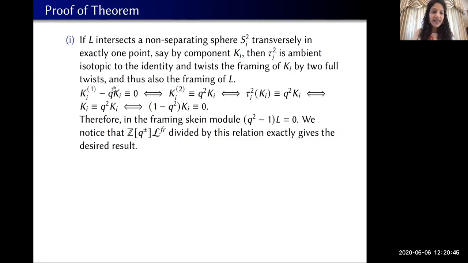So what we have is this framing expression in the framing skein module. And then because of this, if you change the framing of K_i twice, then we get this expression. But this is the same as applying tau_i squared to K_i. So we have this framing expression. But then tau_i squared is ambient isotopic to the identity. So we get that (1 minus Q squared) K_i is equivalent to 0 in the framing skein module. Therefore, we get that (Q squared minus 1) L is 0 in the framing skein module. And so when we mod out this module by this relation, we get the result in the theorem.